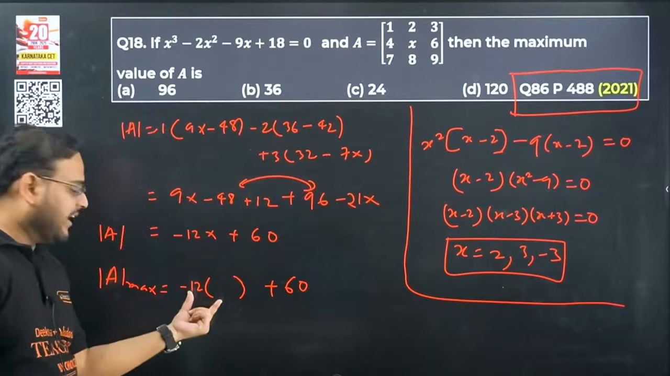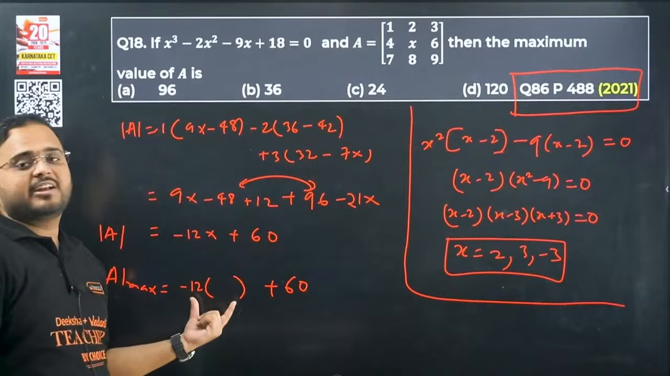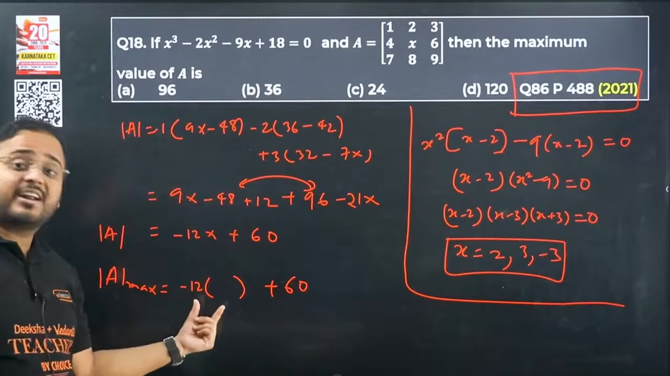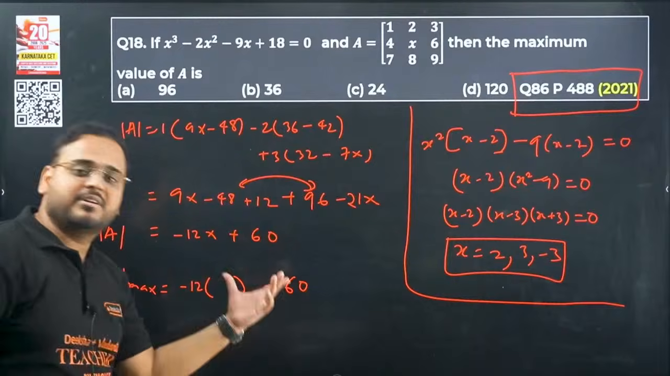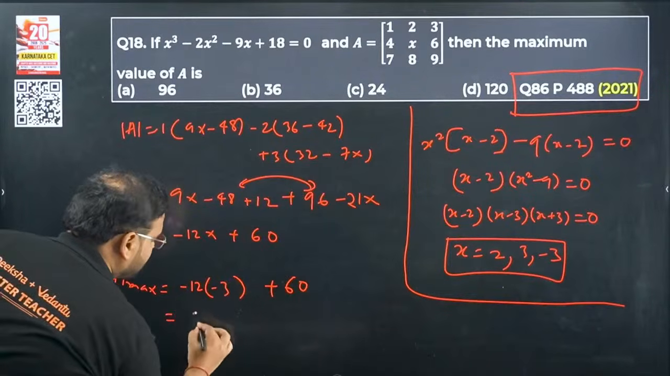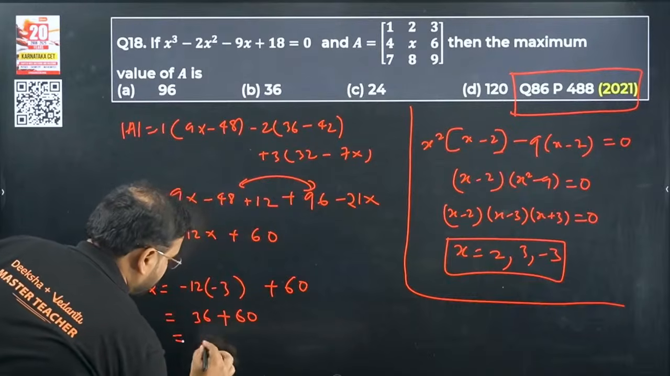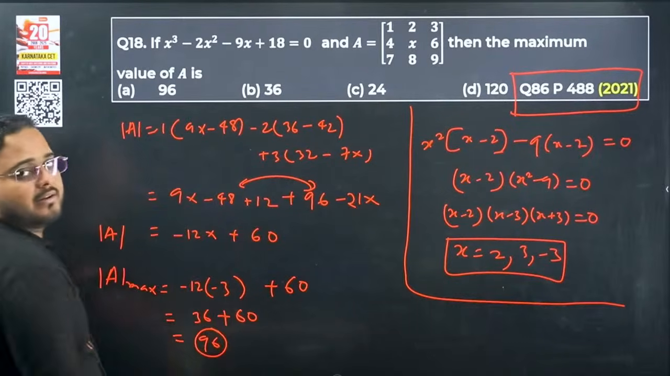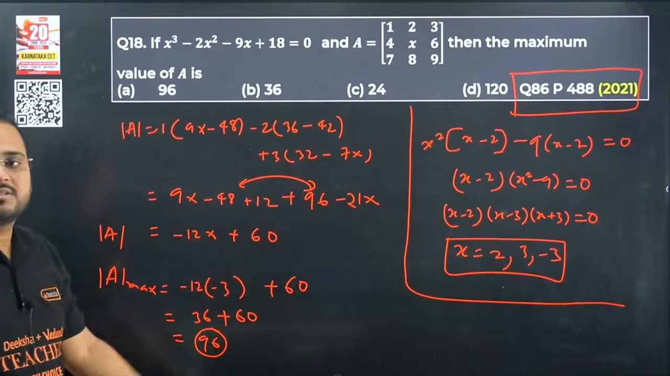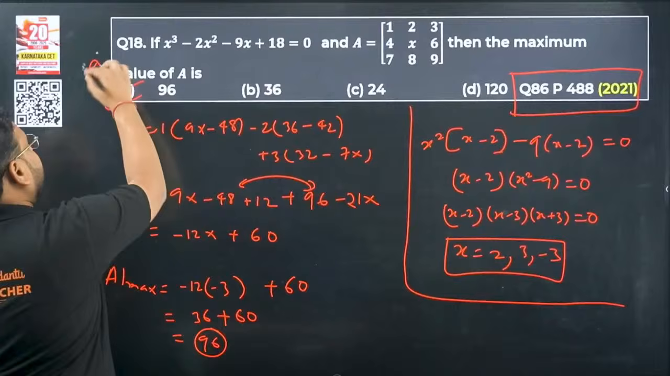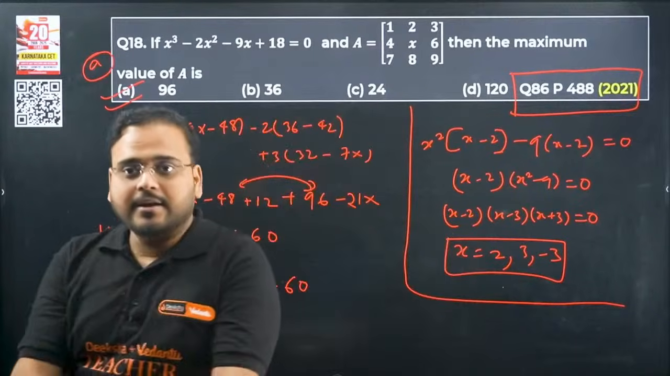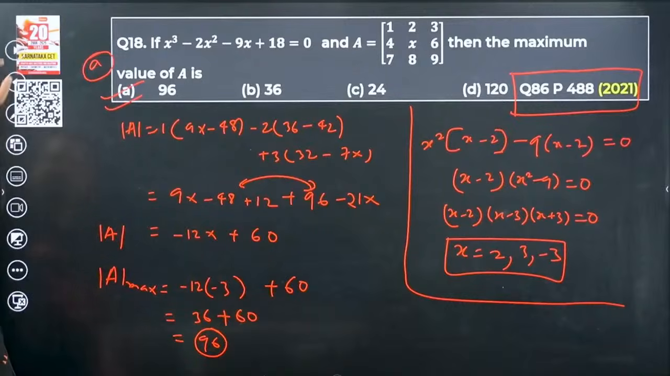You put 2 over here, it will be a negative value. Negative plus something positive, number reduces. Put here 3, another negative value, which is bigger. Again, number reduces. Put minus 3 now. Answer will be what? 36 plus 60, 96. So the maxima will occur when x is minus 3. In this expression, answer is 96. Option A. Clear? Yes. So question number 18 also is covered, sir.